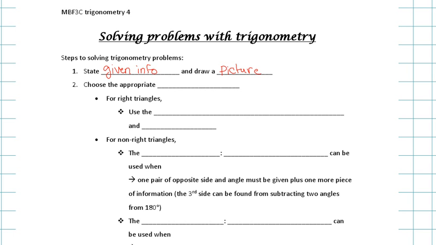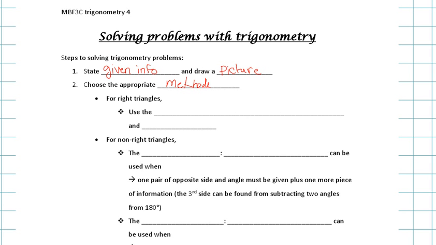So you're going to choose the appropriate method, right? The appropriate law. If it's SOHCAHTOA or if it's sine law or cosine law. So the appropriate method to solve the problem. Sometimes you have to use more than one law or more than one trigonometric ratio to be able to solve your problem, right? You've seen some questions like that.